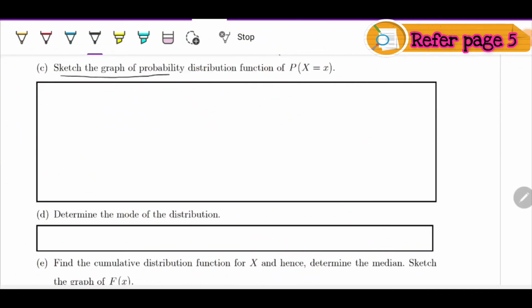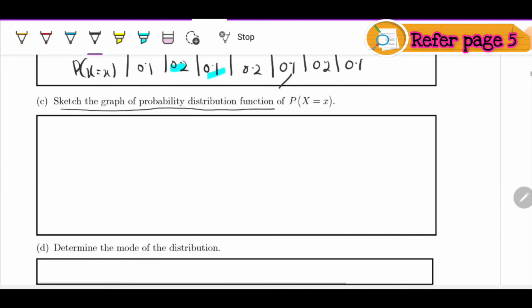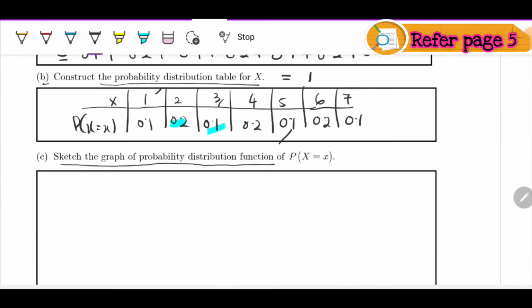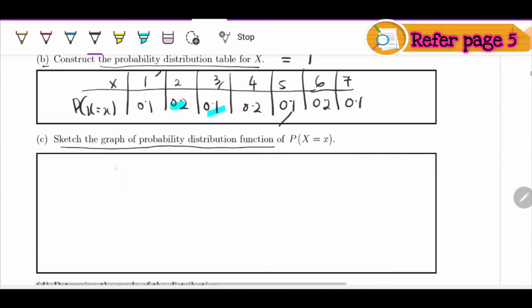C. Sketch the graph of probability distribution function. Firstly, we must draw an axis.